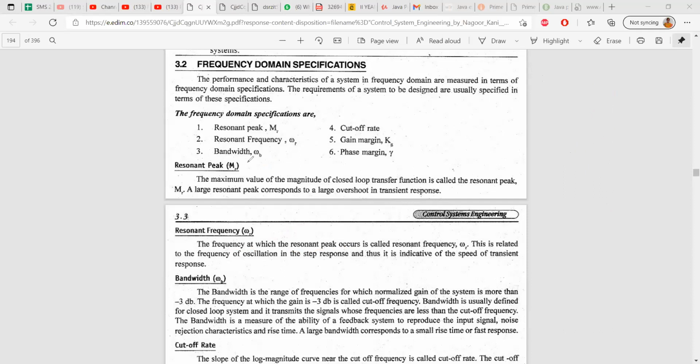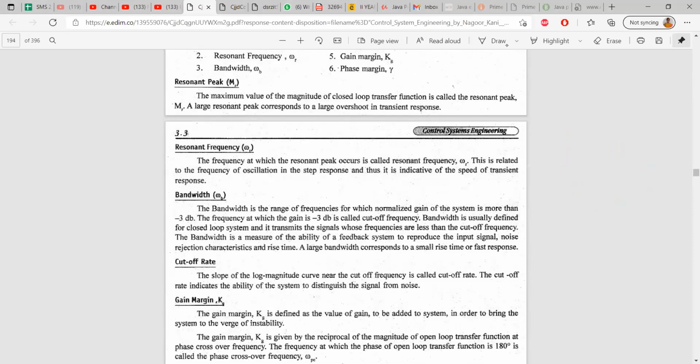Okay, what is resonant peak? The maximum value of the magnitude of the closed loop transfer function is called the resonant peak. What is bandwidth? You know the bandwidth, the difference between two frequencies, f2 minus f1. We will discuss that. Okay, so we have cutoff rate. What is cutoff rate? We'll discuss further.